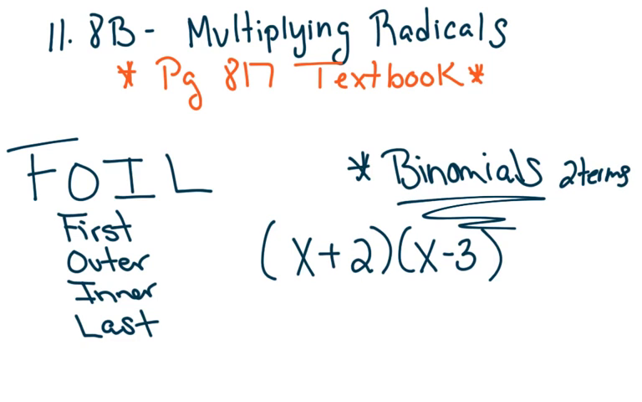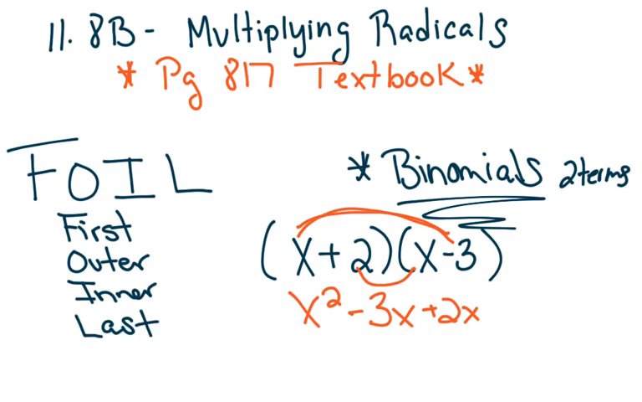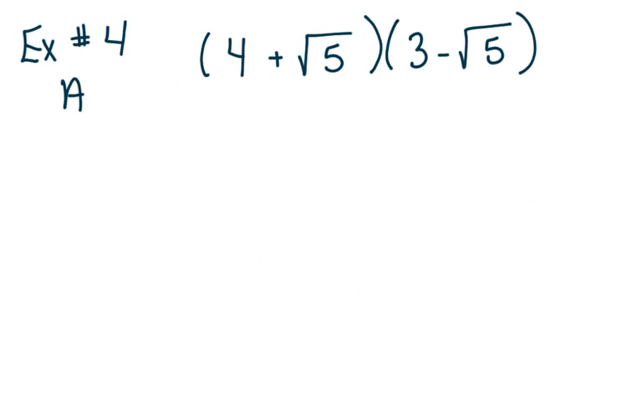When we did a problem like this, we did our first terms, x times x is x squared. x times negative 3 gave negative 3x, 2 times x gave me 2x, that was our inside. And our last terms, 2 times negative 3 gave me negative 6. Then we put our center terms together, giving us x squared minus x minus 6. So that's what we are going to learn how to do today. The only difference is they're going to have radicals in them. So again, I'm on page 817 in your textbook, and we are going to FOIL.